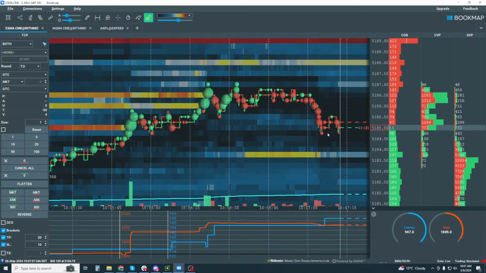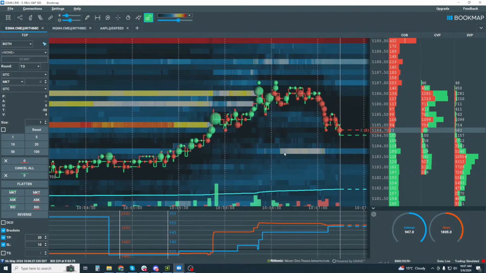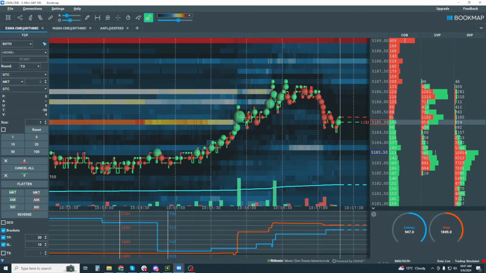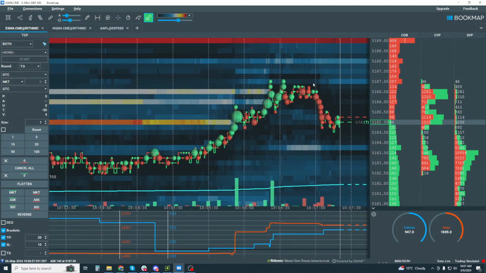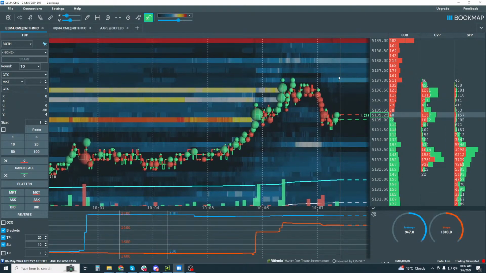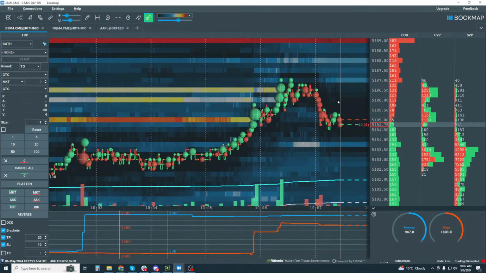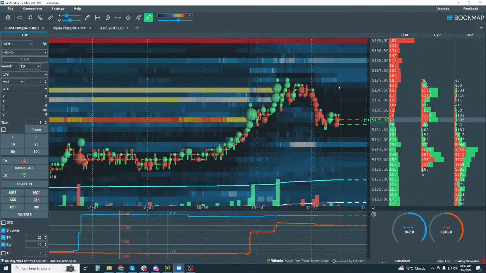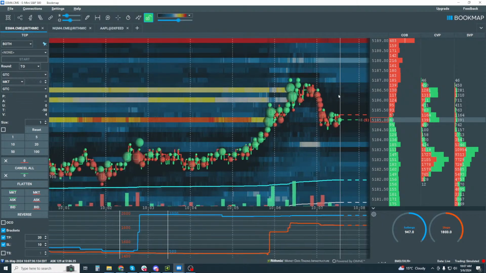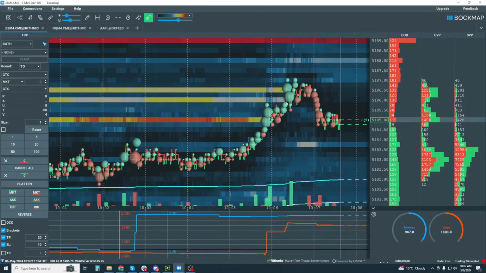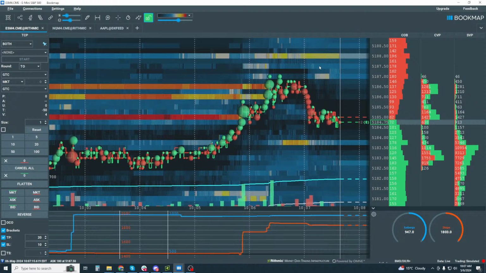So we got our pullback. Okay, so let's see if we can get a pullback to here, this liquidity. This happens to line up also with this high volume node here. Okay, so we're just kind of understanding the order flow here, the transactions in this small time frame. Okay, so yeah, we're not really seeing much here at the moment. We're looking for that quick little opportunity here, but that is not unfolding.